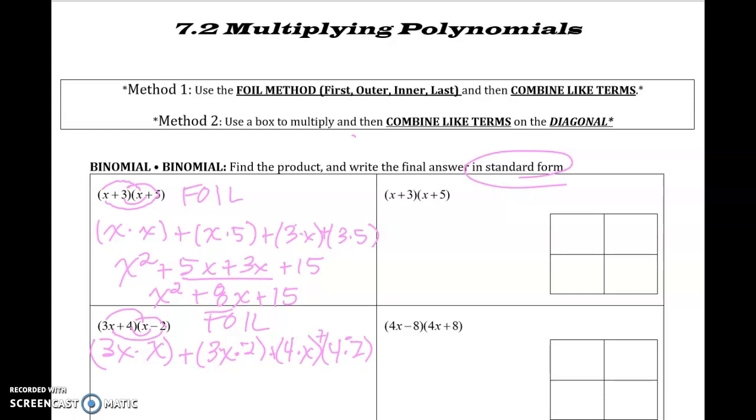Sorry about that. This middle line that I'm writing right here is eventually what you would be thinking or doing in your head. I'm just trying to write it out for you so you can see how that looks and where my thinking is coming from. So let's again simplify all of this. 3x times x is 3x squared. And then we have 3x times negative 2, which is negative 6x. 4 times x is 4x. And then 4 times negative 2 is negative 8.